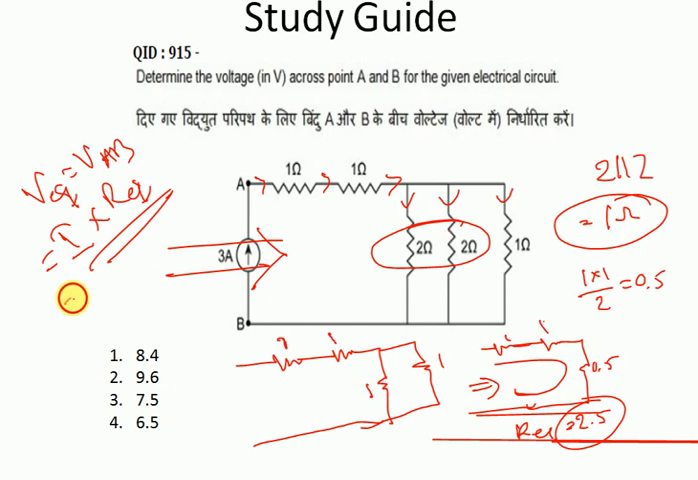Now we already have the formula of V equivalent or VAB. VAB is I, which is 3, multiplied by R equivalent, which is 2.5. If I multiply 3 into 2.5, it will be 7.5. It will be 7.5 volt. The correct answer will be 7.5 volt.